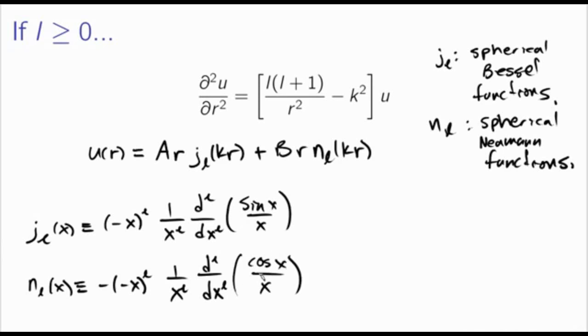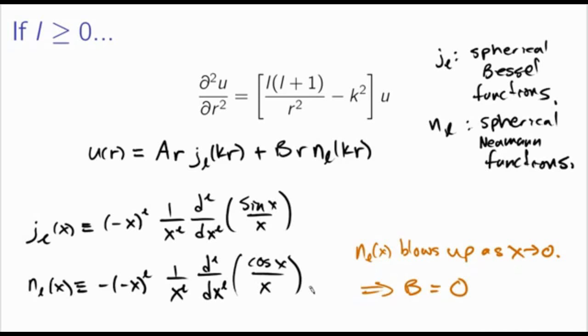This cosine x over x in the spherical Neumann functions also poses problems. n sub L of x blows up as x goes to 0. So what this means is that, again, in our general solution here, we have to have b equal to 0 in order to impose some physical sensibility on our solution. We weren't allowed to have a cosine term if L equals 0. We aren't allowed to have a Neumann term if L is greater than or equal to 0, for that matter.